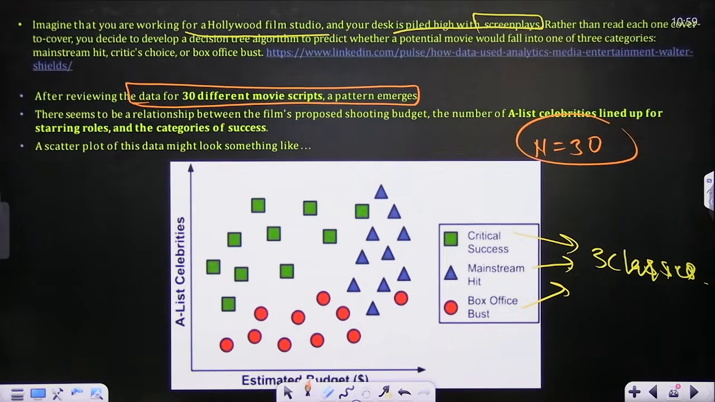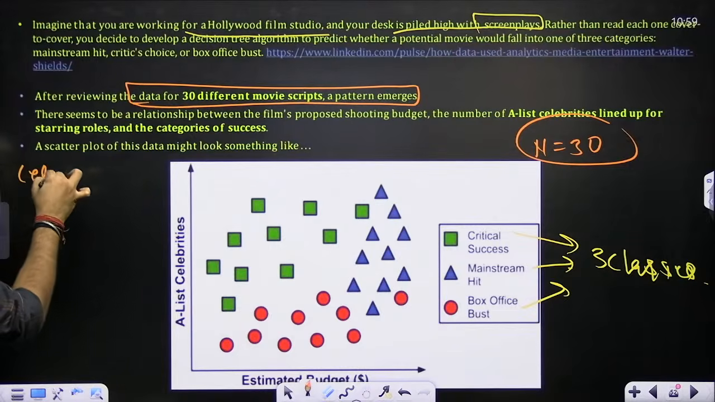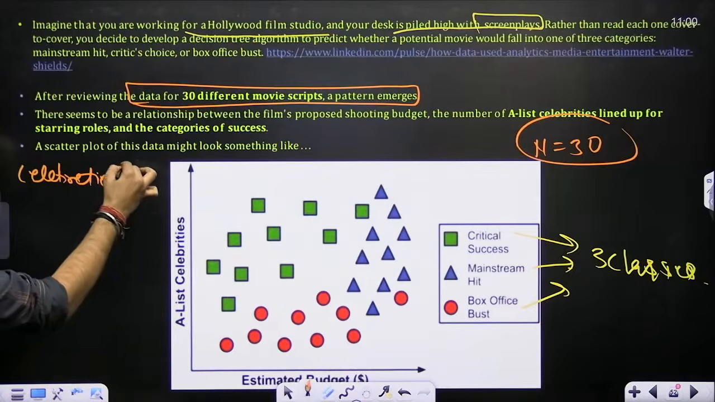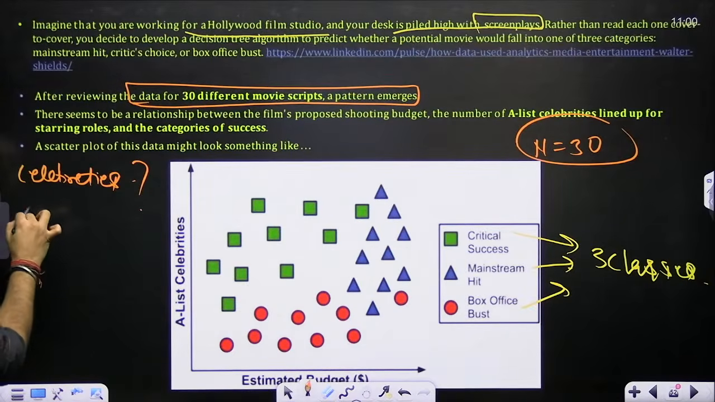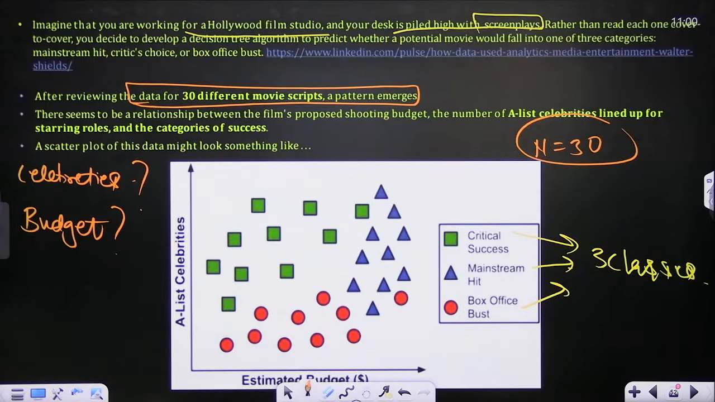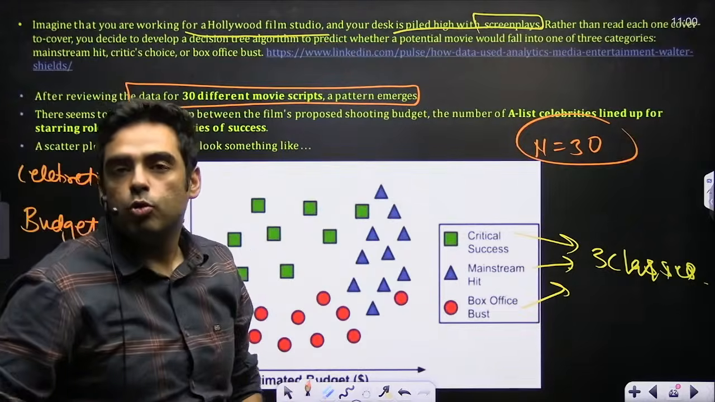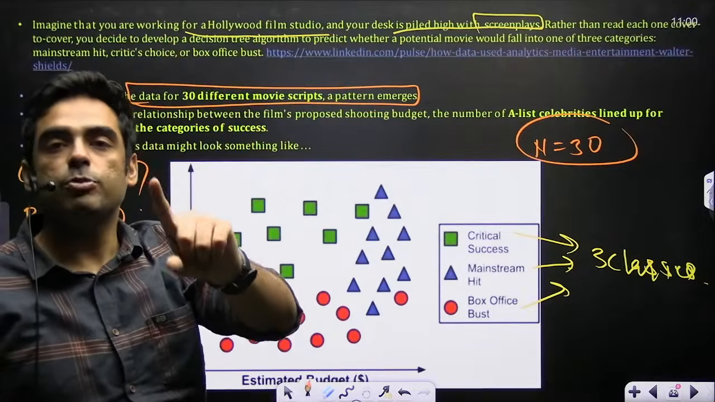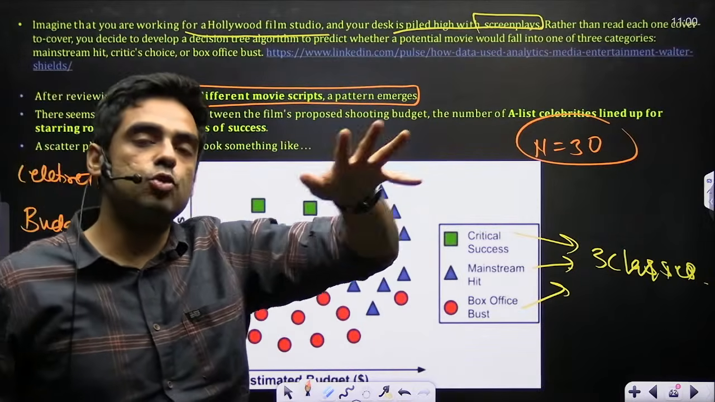Now what I want is to decide which celebrities I want in my movie, and what should be the budget of the movie to make it a mainstream hit. That means which heroes and heroines should be taken, and what should be the budget so that this could be a mainstream hit.